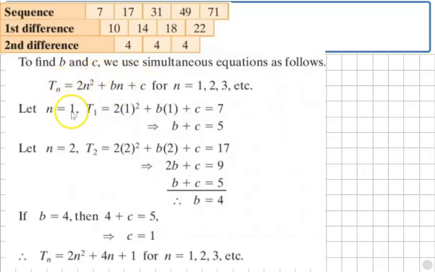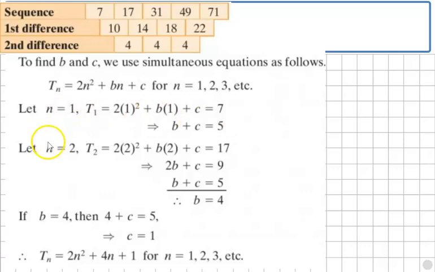So we're going to let n equal 1. We're going to replace each of those n's with 1, and we're going to let it equal 7 because 7 is the first term. So when n is equal to 1, our first term is 7. And simplifying, we get b plus c is equal to 5. So here we have an equation in terms of b and c. We're going to create another equation in terms of b and c now, and then we'll solve simultaneously.